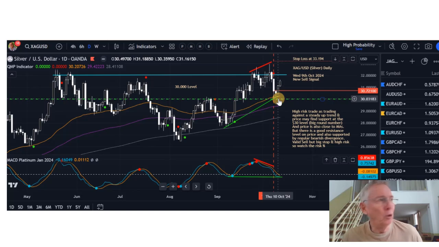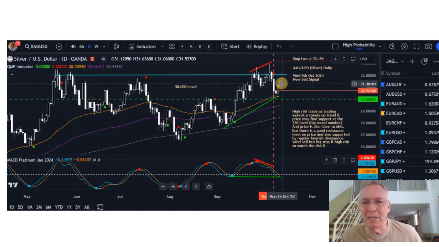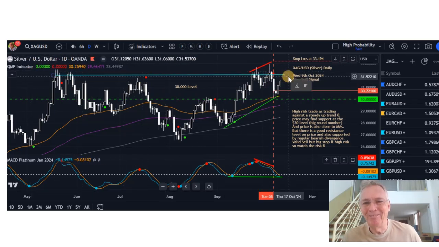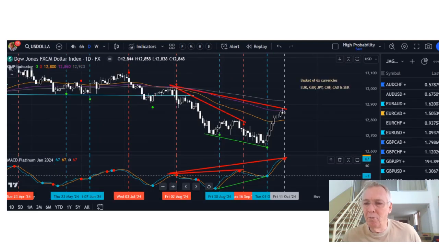But then again, when I get the buy signal, I could close out the sell and hopefully the buy just continues up. But I'm concerned about this previous high here. It's going to be resistance. I don't know.